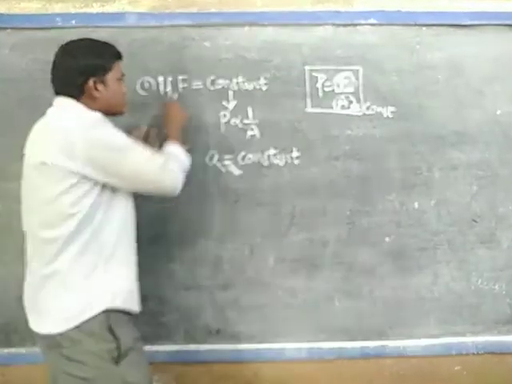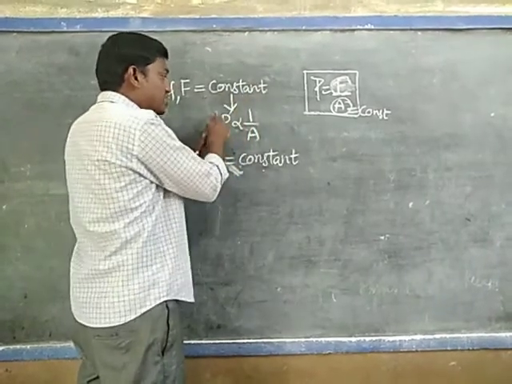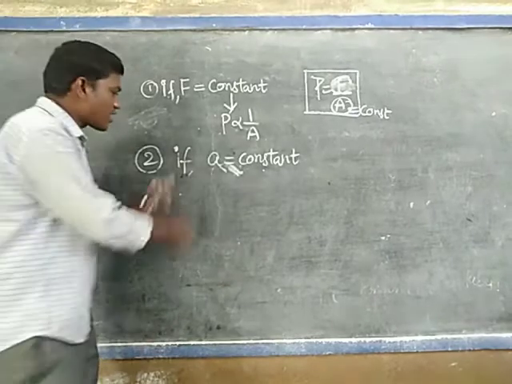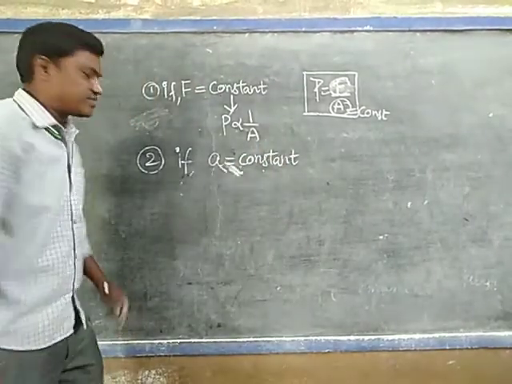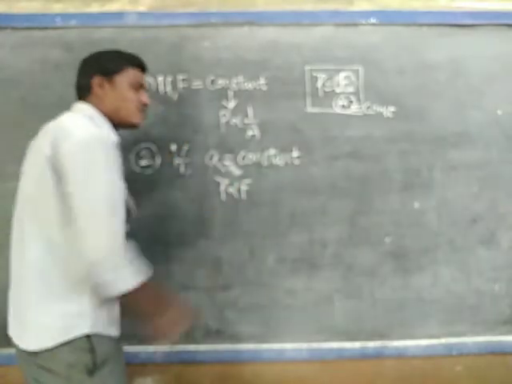That's why the first one is: if force is constant, pressure changes by changing the area of cross section. And the second one: if area is constant, then what about the pressure? Then P is directly proportional to the force.